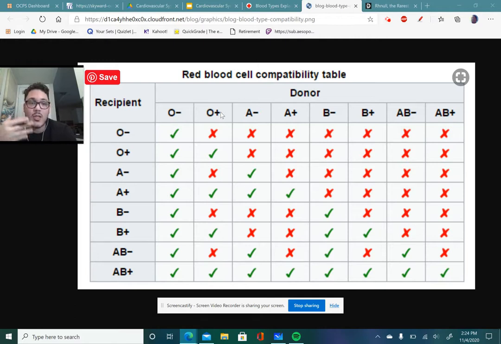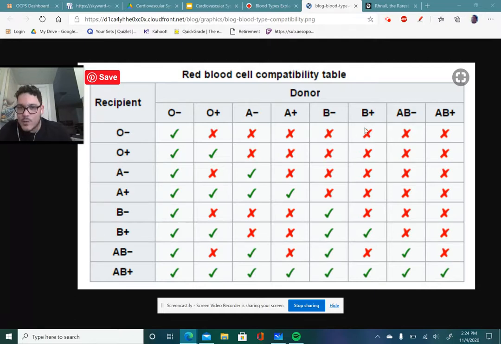It can be given to a lot of people, and the positives match up as well. And then, of course, A positive can receive from O negative, because O negative is the universal donor, right? And that's what we end up seeing here. This is the chart that gives us every possible matchup between donating and receiving blood.